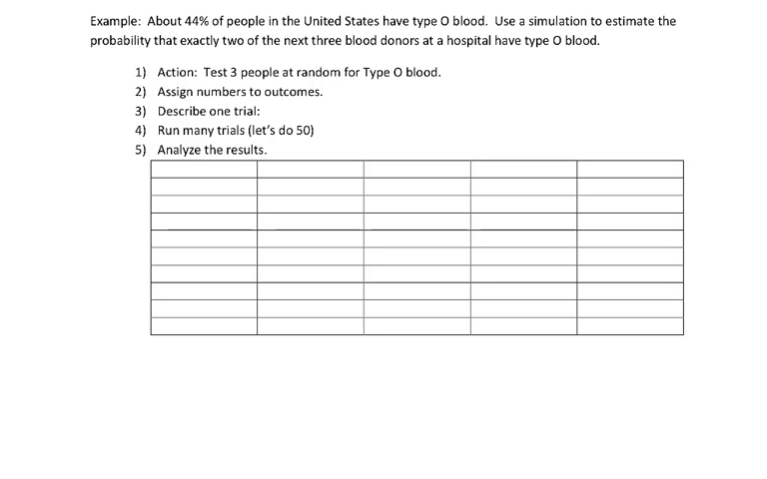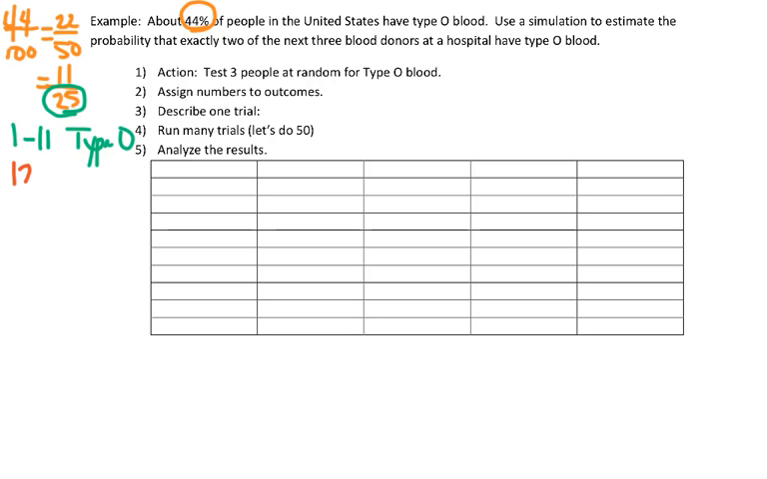Now we need to assign the numbers to the outcomes. So we have 44% given to us, which means 44 out of 100. If you simplify that, that's 22 out of 50. Simplify that again, and that's 11 out of 25. So, I'm going to assign numbers 1 to 25, where 1 through 11 have type O blood, which means 12 through 25 don't have type O blood.